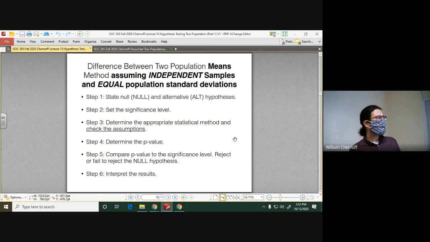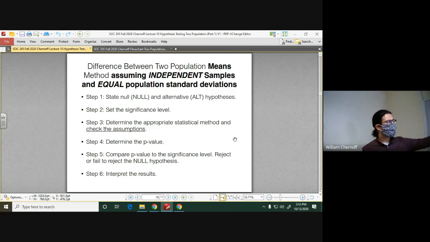Okay, so this is going to be really important. We have to check our assumptions. And when it comes to using this method, that fourth assumption is going to, again, come into play and let us know which SPSS tools we're going to have to use in order to make conclusions about these two populations.